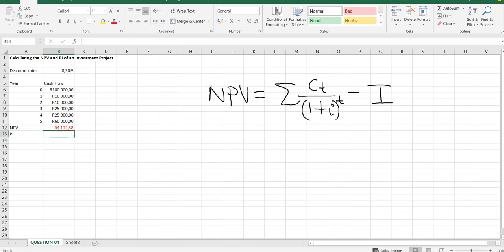And then moving on to the profitability index. How do you calculate the profitability index? We don't have a specific formula for the profitability index in Excel. If you can remember, how do you determine the profitability index?